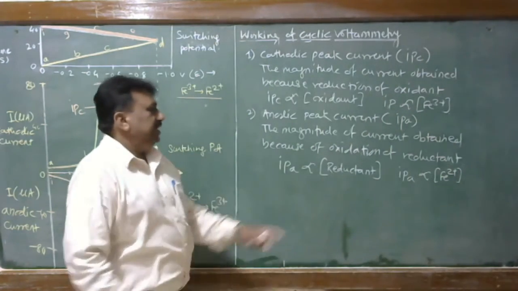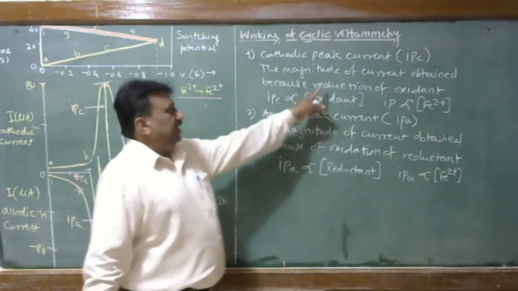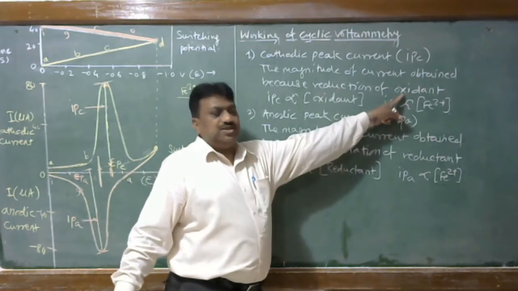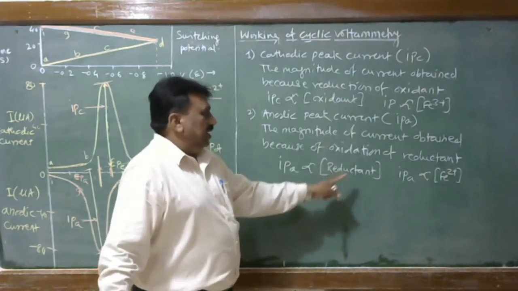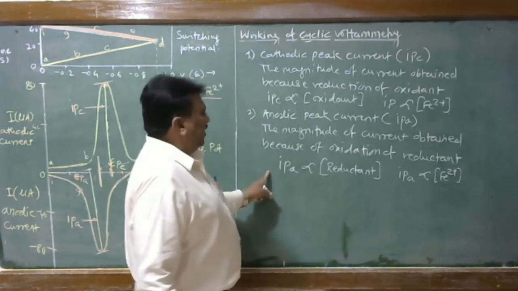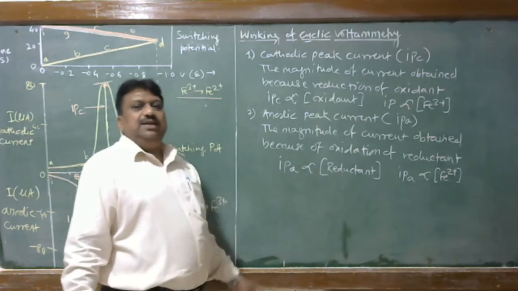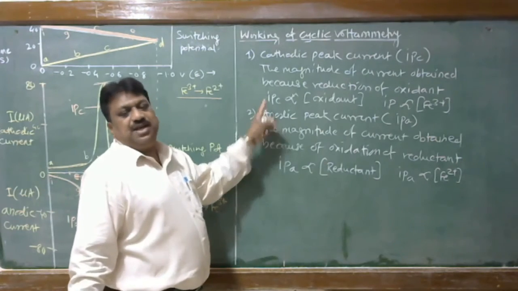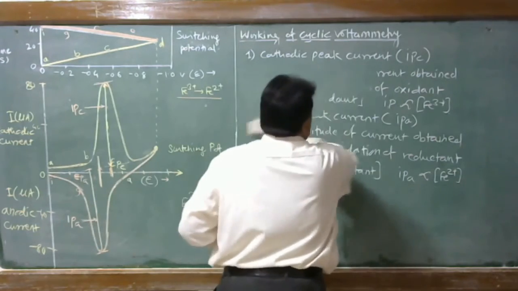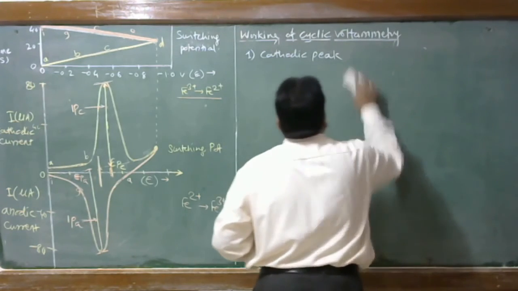A reductant means initially it is present in reduced form and it is oxidized. Here oxidant is initially present in oxidized form, and it is then reduced. Reductant is initially present in reduced form and it is then oxidized. Therefore here concentration of both oxidant as well as reductant can be measured from the respective peak current. Another parameter in the cyclic voltammetry is the cathodic peak potential and anodic peak potential.